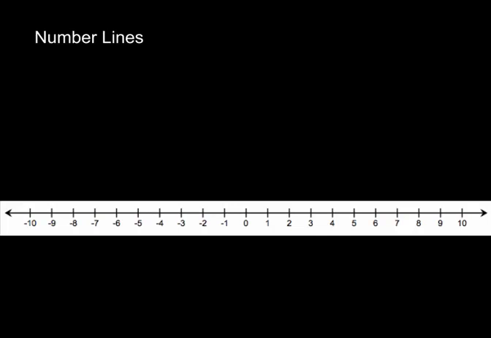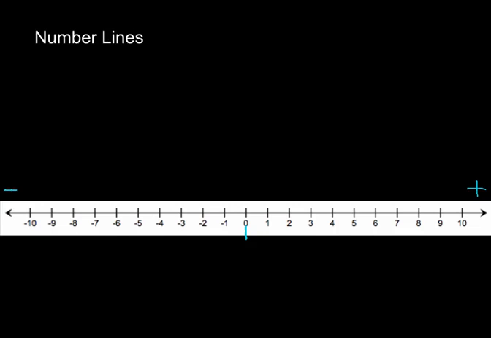All right, so let's take a minute to talk about number lines a little bit. You guys know most of the important things about a number line. Here's the 0. That means that's your starting point on any number line. Anything to the right of the 0 is positive. Anything to the left of the 0 is negative.